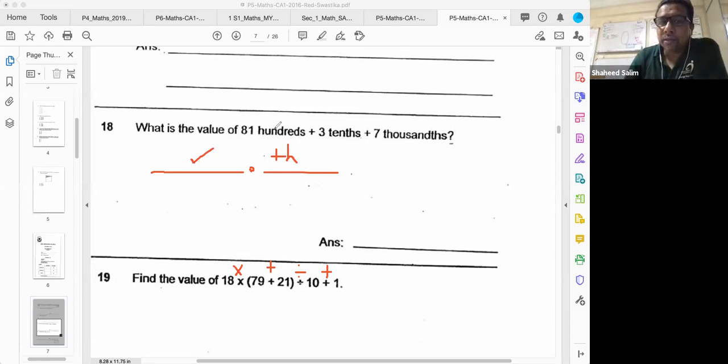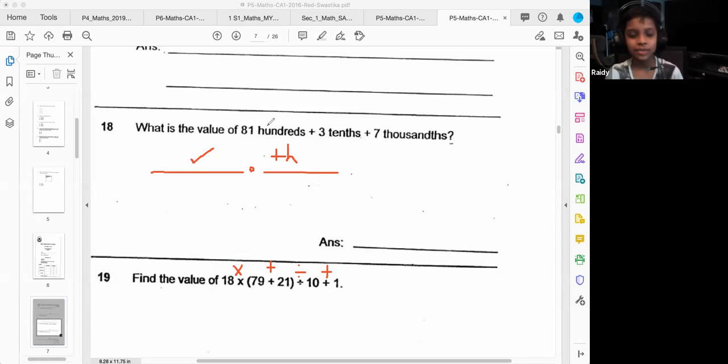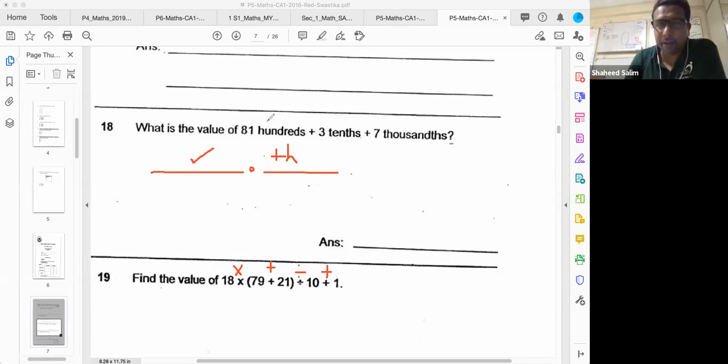So 81 hundredths. Shalina, how many zeros are there in hundreds? Can you show me by your fingers? Can I change my answer? Yes, you can change, no problem. So you put 1 0 2 0 down here. Because there's no th, it's before the dot. Like that. 81 hundredths.